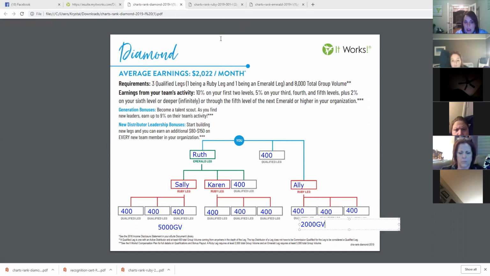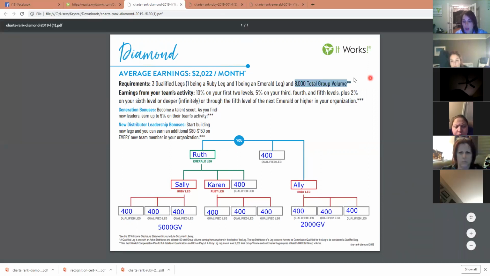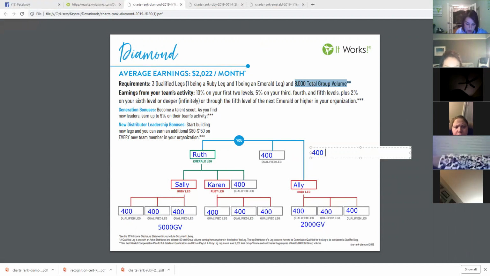For a Diamond, you need a minimum of $8,000. I just want to highlight this. So for a Diamond, you need 8,000 in group volume. So 7,000 is taken care of because we have our $5,000 GV under our Emerald, our 2,000 GV under our Ruby, and then we have 400 up here that is taken care of because of our 400 leg. So all that's left is we just need to make sure that we have at least 600 GV coming from somewhere else within the organization.